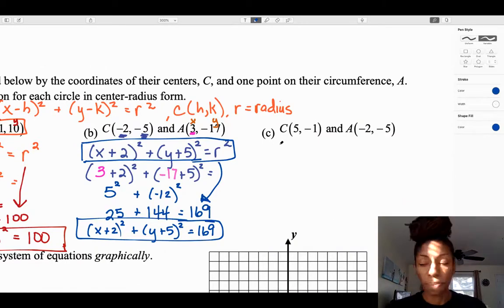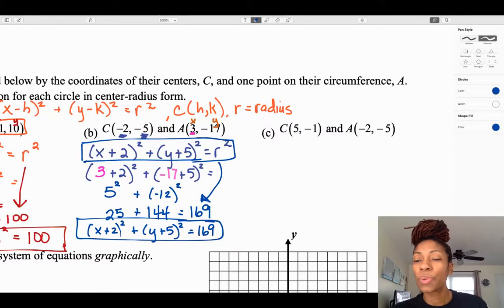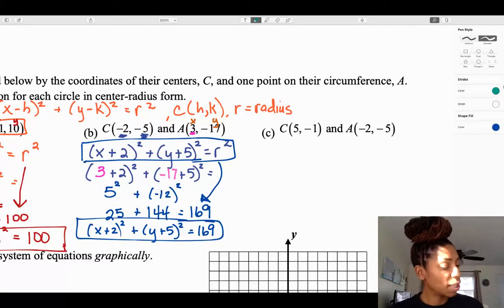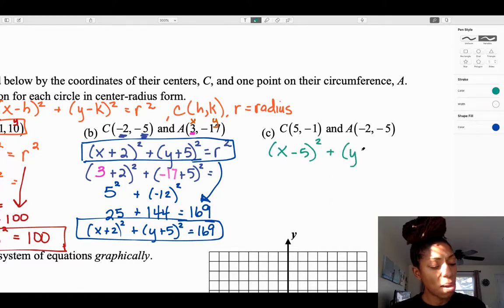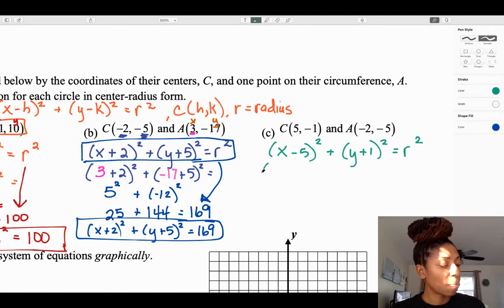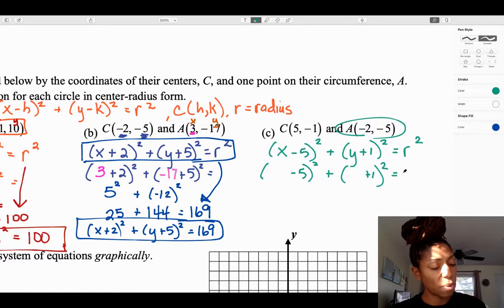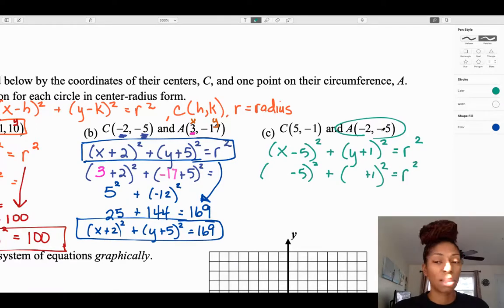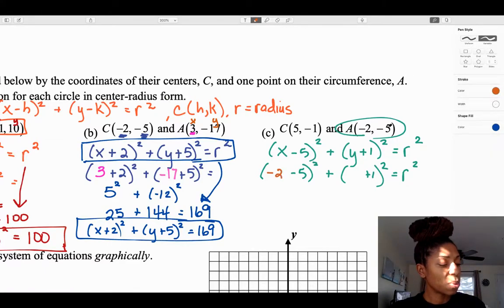The next one, let's use green. So we'll plug in the center. (x minus 5) squared plus (y plus 1) squared equals r squared. And then we'll plug in the coordinate that is on the circle. Everywhere we see x, we will put negative 2. And where we see y, we will put negative 5.